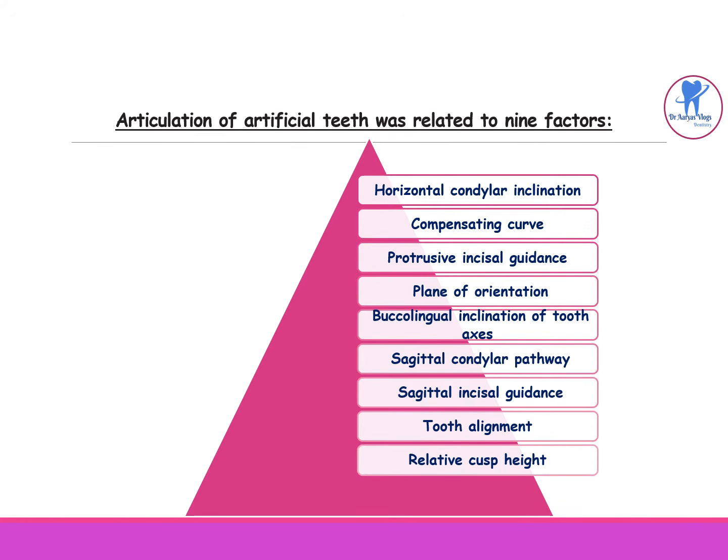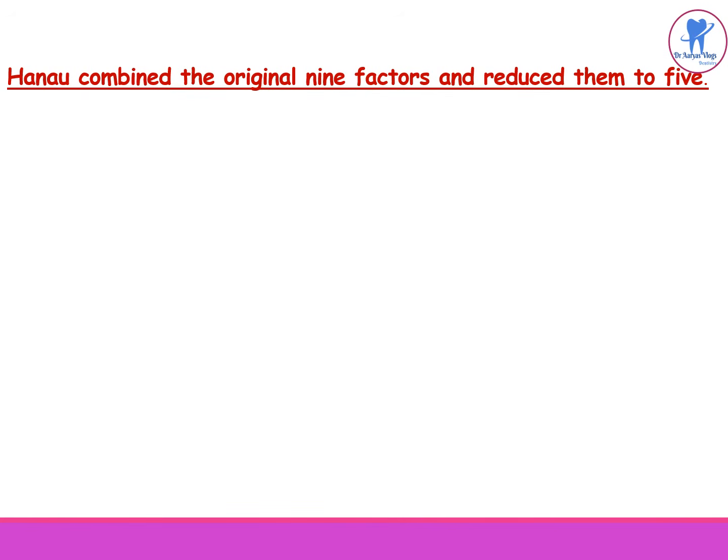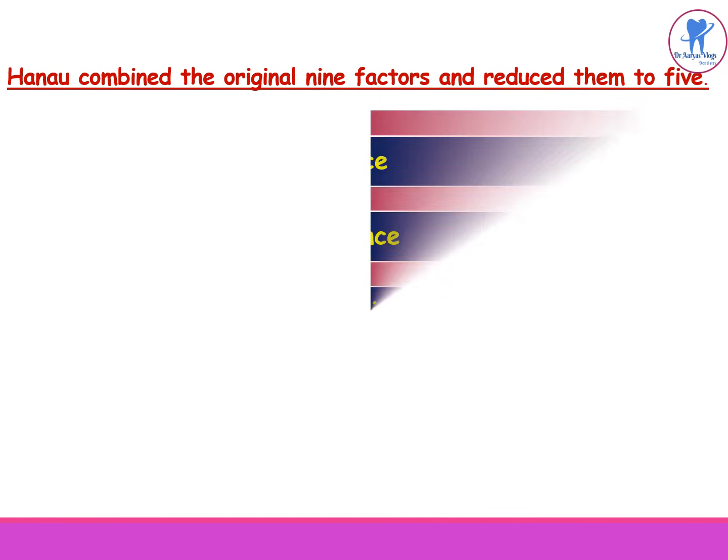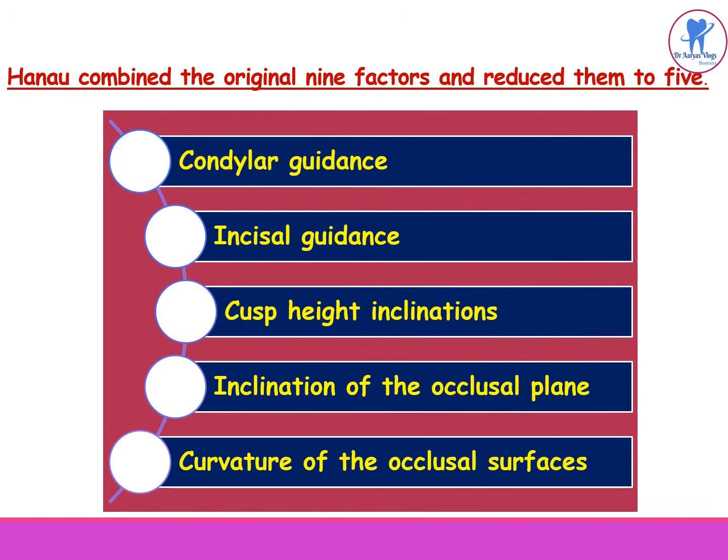artificial teeth. Hanau combined these original 9 factors and reduced them to 5 factors, that is Hanau's quint. So which are the factors? Condylar guidance, incisal guidance, cusp height inclinations, inclination of the occlusal plane, and the curvature of the occlusal surfaces. So these are the 5 factors of Hanau that contribute to the Hanau's quint.